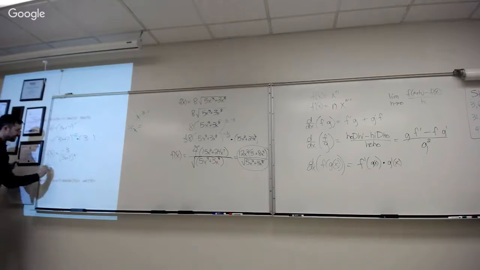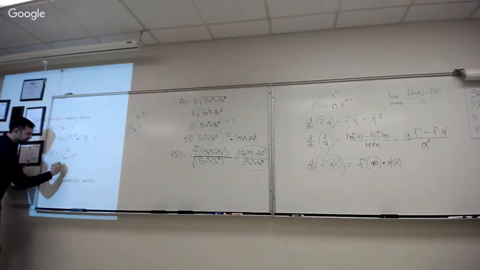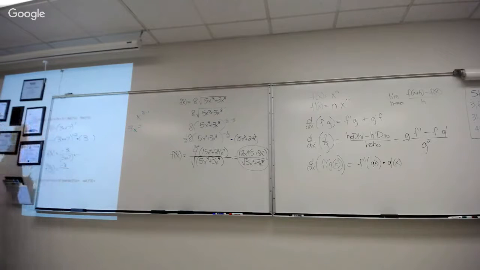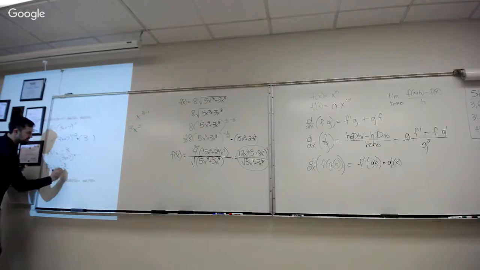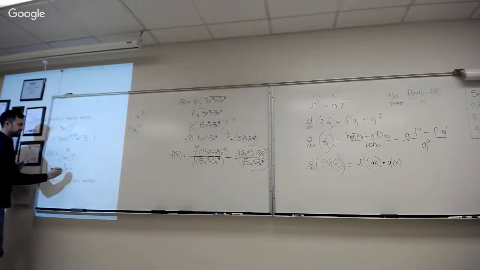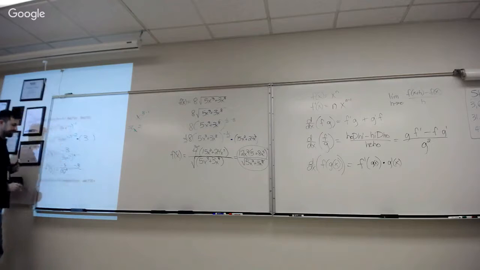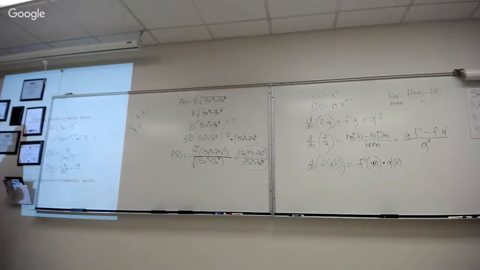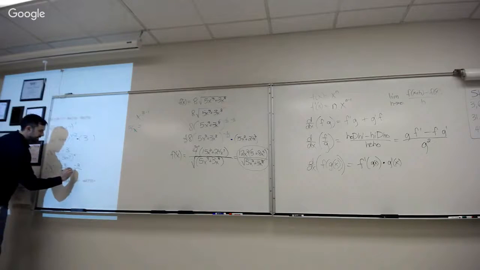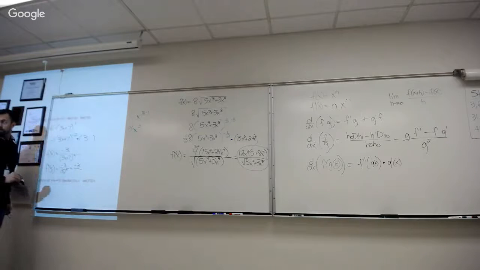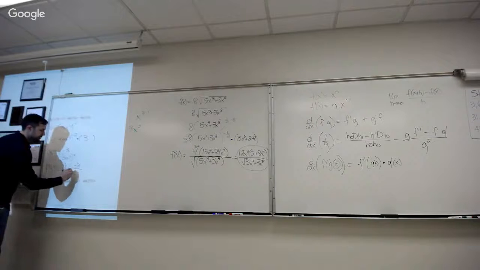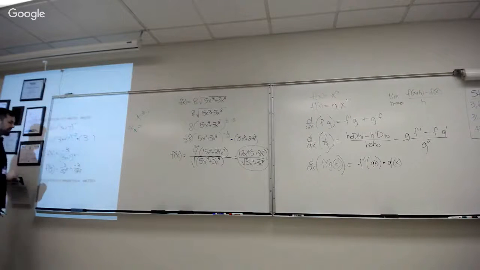So f prime of 5, that's negative 3 over, see, we can do a lot of this in our head. 3 times 5 is 15. 15 plus 7 is 22. And then 22 squared, whatever that is. So that's negative 3 over, I don't know what 22 squared is. 484. Yeah, okay, 484. Great. Okay.